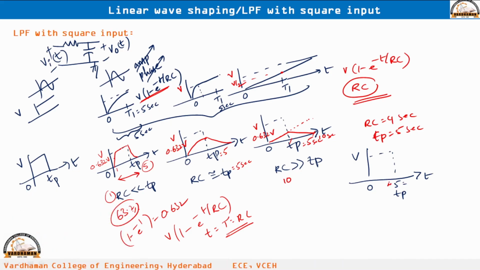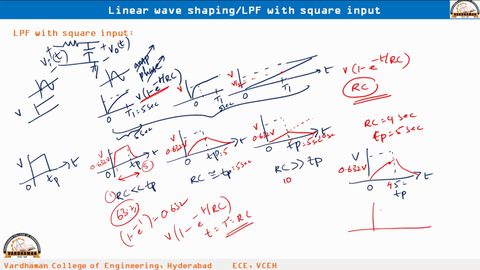Now, RC is 4 seconds, this is V. So, 0.632 V is here. Within 4 seconds, because RC is equal to one time constant, that is 4 seconds, it can reach up to 0.632 V. Okay, 0.632 V. So, like this you will get. Then what is happening here? It continues to charge like this, then it will decrease.